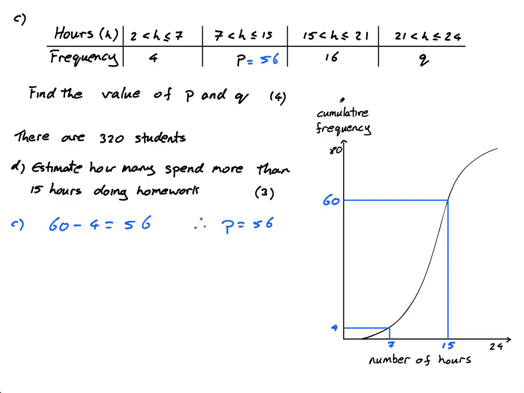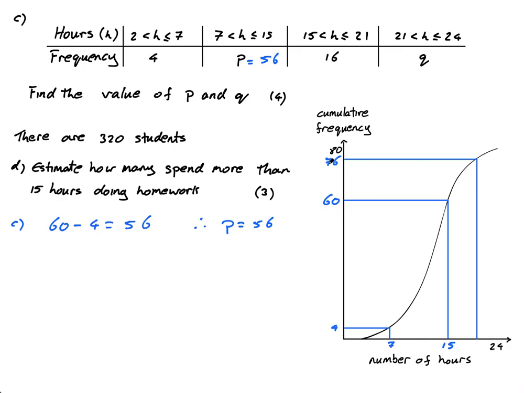P equals 56. And then Q, how many students study between 21 and 24 hours? So I need to go to 21 and all the way up to, this is 21, I get to 76. Again, you can see that clearly on your exam paper.